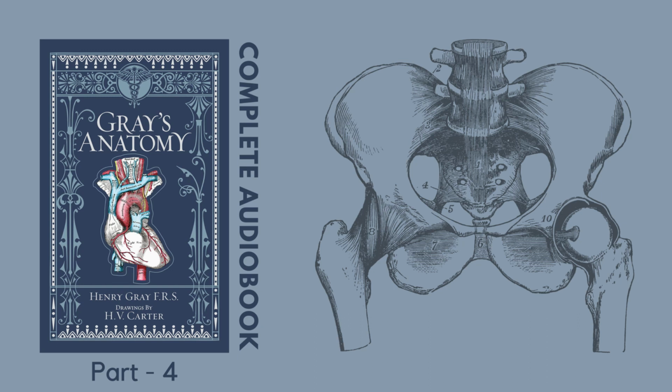The notch is converted into a foramen by the transverse ligament. Through the foramen, nutrient vessels and nerves enter the joint. The margins of the notch serve for the attachment of the ligamentum teres. The rest of the acetabulum is formed by a curved articular surface, the lunate surface, for articulation with the head of the femur.